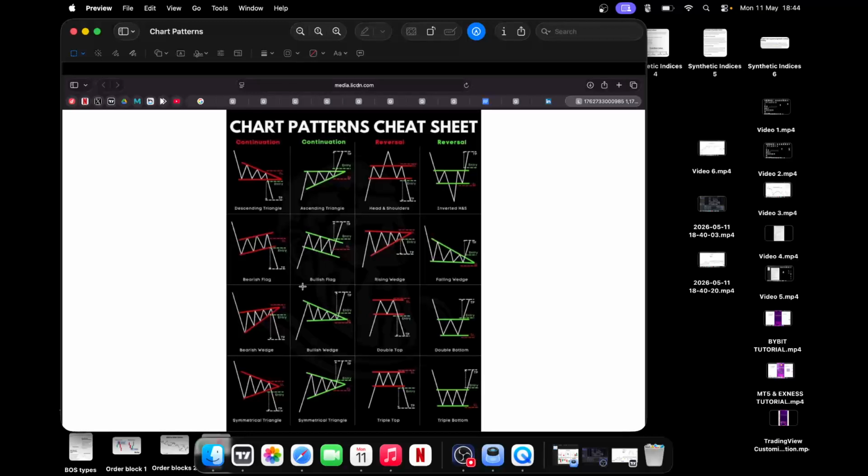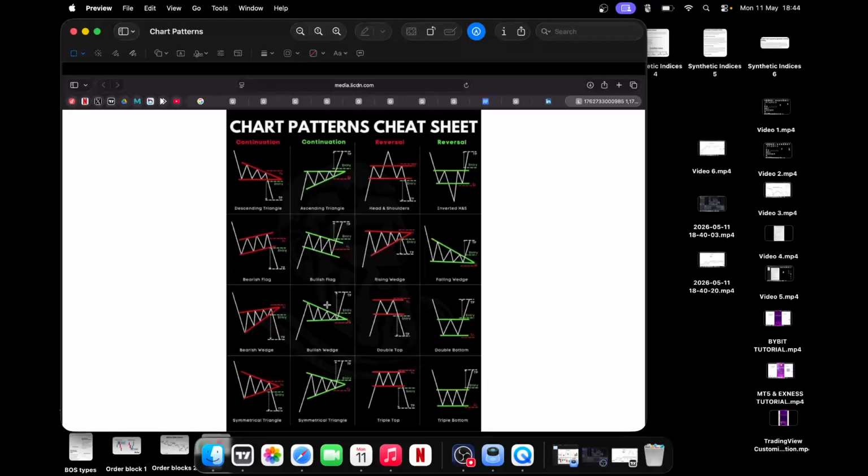Out of all these over 60 chart patterns, they are grouped into three different types: continuation, reversal, and neutral. For neutral, it's just the rectangle. When you see the market moving in a rectangle, making zigzags, you don't trade at all. So that one is out of it. Then let's go to continuation patterns and reversal chart patterns.